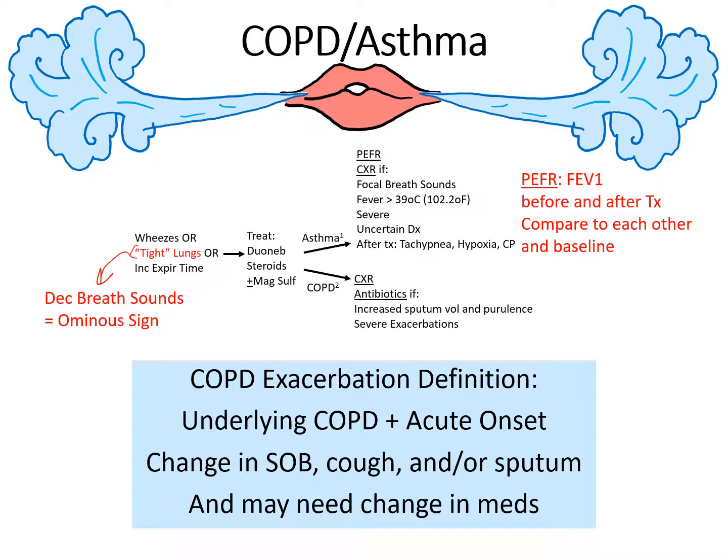If it helps you, a definition for COPD exacerbation is someone with a history of COPD who has an acute change in their shortness of breath, cough, or sputum production. This may require a change in the medication, such as a short course of steroids and sometimes antibiotics, as discussed in the algorithm. Typically, a 5-day course of prednisone is given.